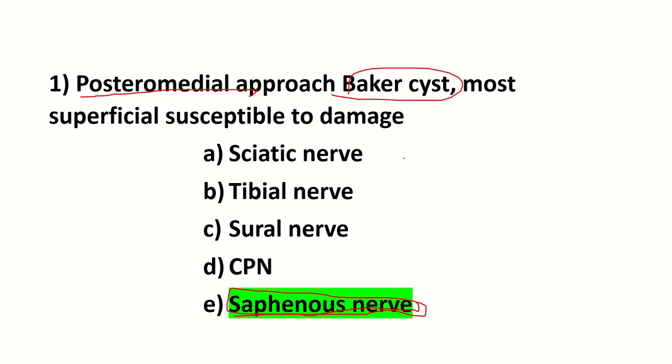The other structures such as the sciatic nerve, tibial nerve, and common peroneal nerve are the content of the popliteal fossa, and they are not superficial. They are deep in the popliteal fossa. And the sural nerve is located in the lower limb, but it usually does not reach up to this posteromedial aspect of the knee joint.